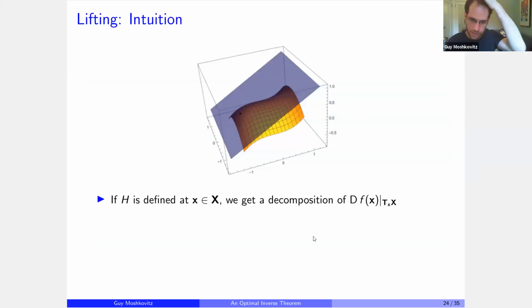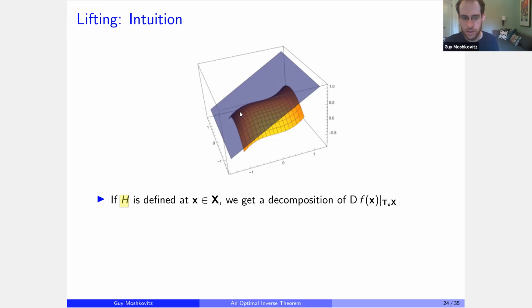So let me just give the intuition of where the proof of this lifting theorem comes from. For every point on the variety where H is defined, in yellow we have our variety X. At every point on that variety, we have the polynomial map F, it gives something. So for every point on the yellow surface, we have F of X there.